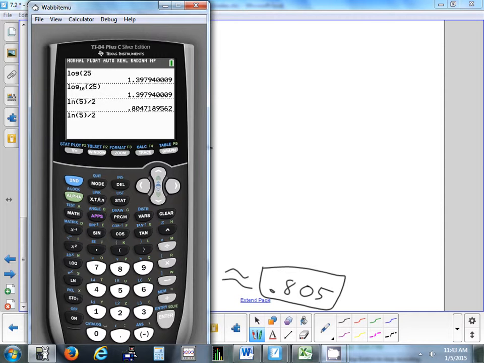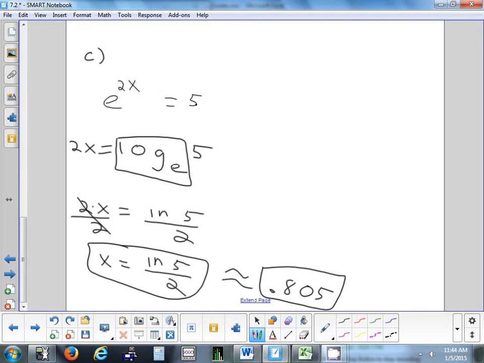Now, if I don't close the parenthesis, let's say I type it in like that, am I going to get the same answer? No. What it's doing now is it's taking the natural log of 5 divided by 2, or 2.5. It's not what I wanted to do. I wanted to take the natural log of 5 first, and then divide by 2. Okay, so be careful with your parentheses. Okay. Any question on that? All right.